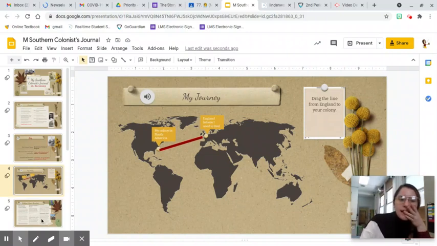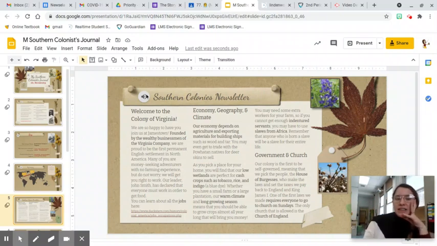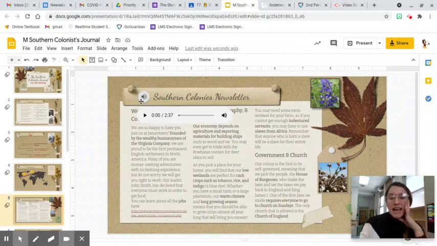Okay, so we'll move on to slide 5. Slide 5 is a newsletter. There's no work for you to do on slide 5. The only thing you need to do on slide 5 is listen to the audio recording of me reading this out loud to you. This is going to give you all of the important information that you need for the rest of your assignments. So just listen to it as a little refresher about our Southern colonies information.